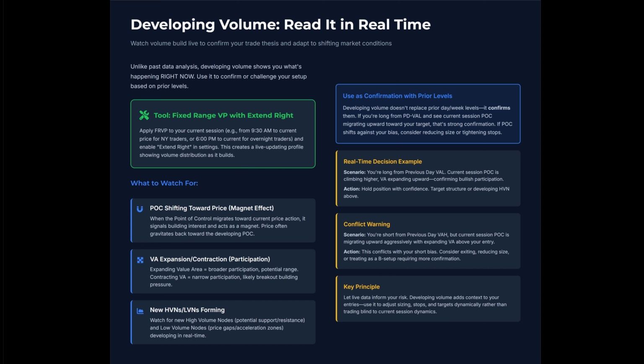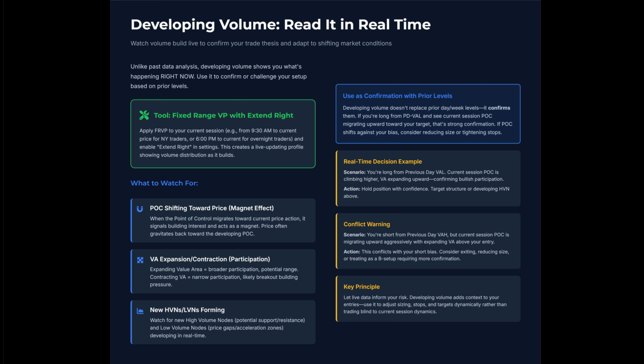Imagine you're watching for a long entry at a prior day value area low, or PD VAL. If your developing profile shows the point of control, or POC, forming right at that PD VAL with a high volume node building, that's a strong confirmation. This indicates that today's participants are finding value at that level.